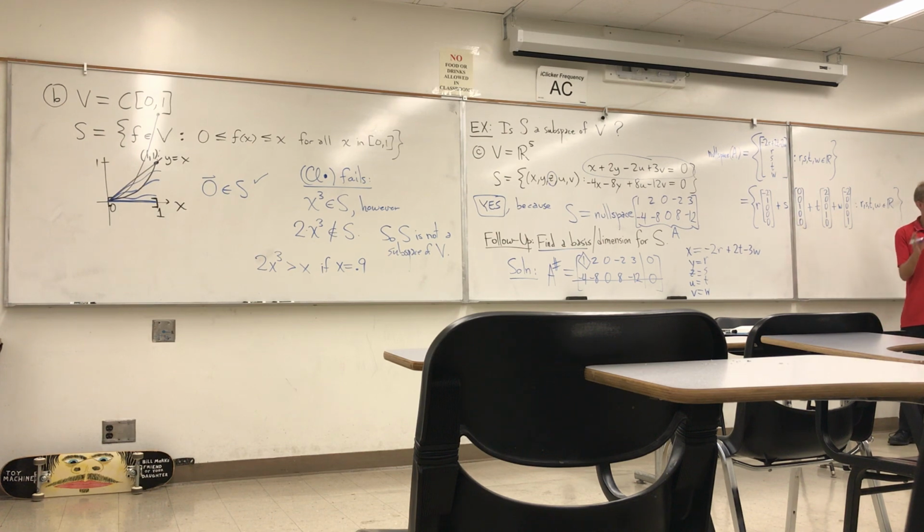So we pull them out. We don't even need to write the word span, we just write basis equals, and we just list the vectors. So it's just going to be negative 2, 1, 0, 0, 0. Then the next one is 0, 0, 1, 0, 0. The next one is 2, 0, 0, 1, 0. And the last one is negative 2, 0, 0, 0, 1.